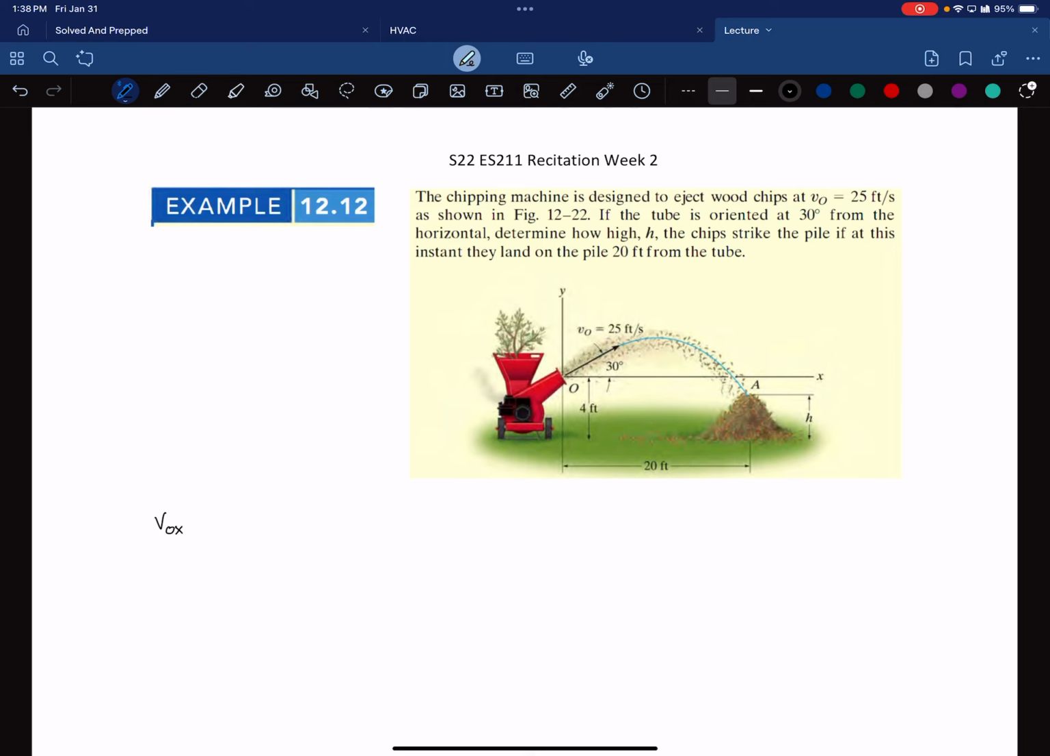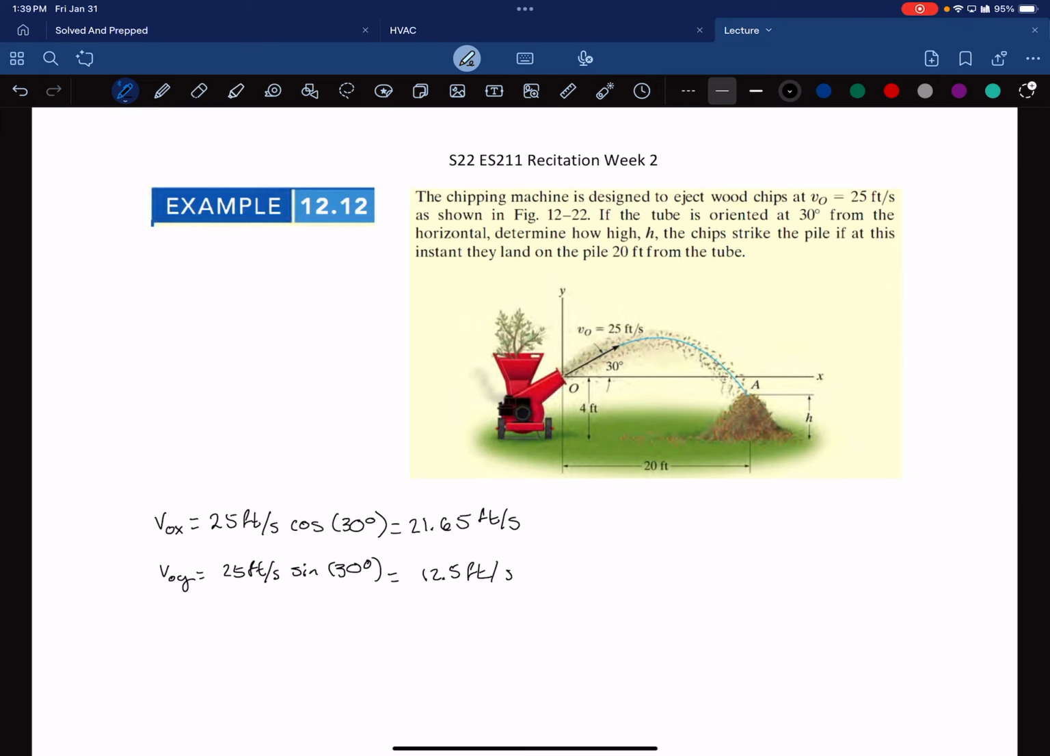So the starting velocity in the x direction is going to be 25 feet per second, and then cosine 30 degrees, and in the y direction is just sine 30 degrees. 25 feet per second, sine 30 degrees. And we have 21.65 feet per second and 12.5 feet per second. Okay.